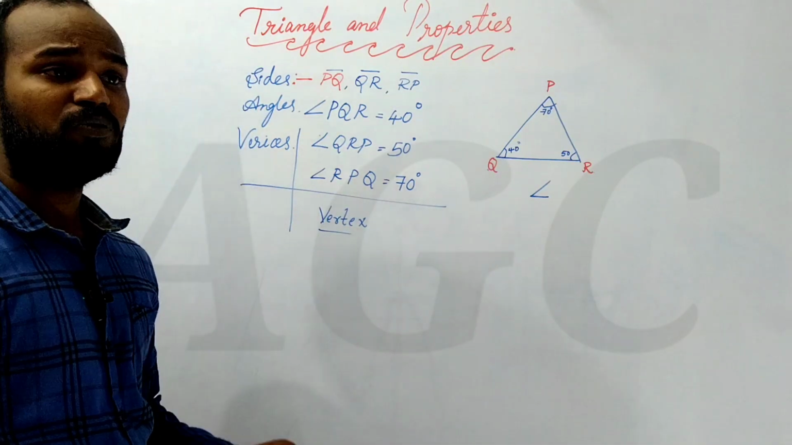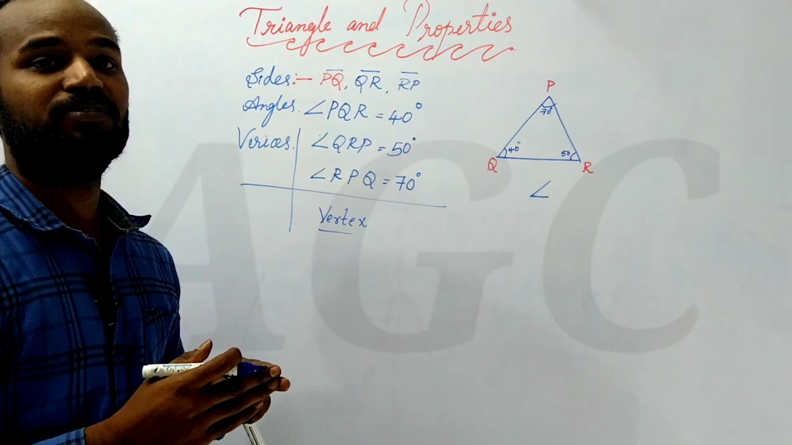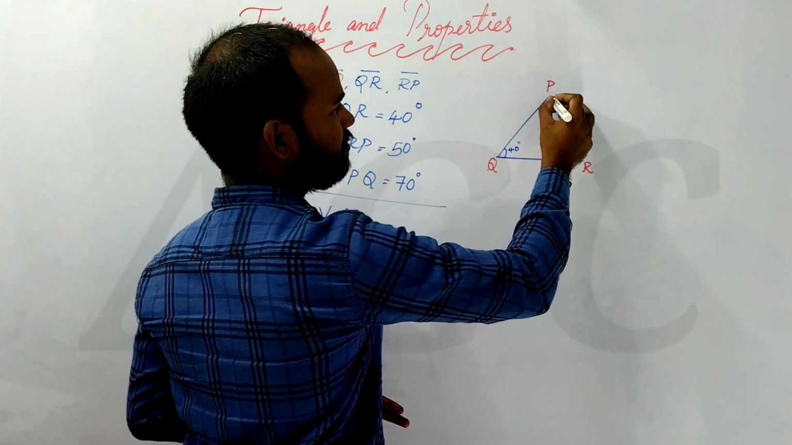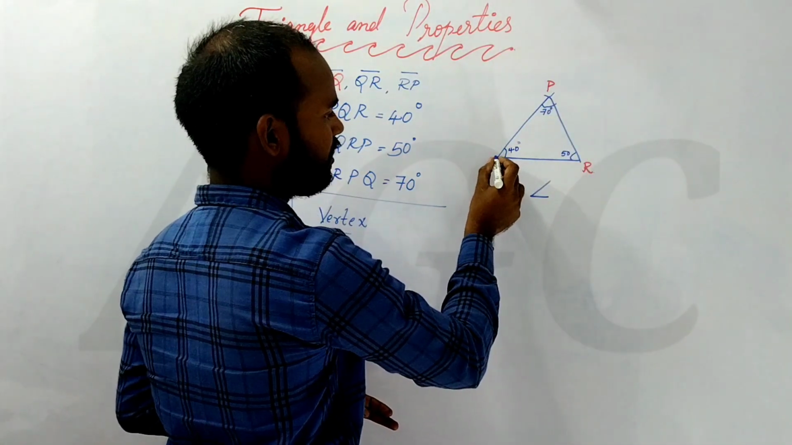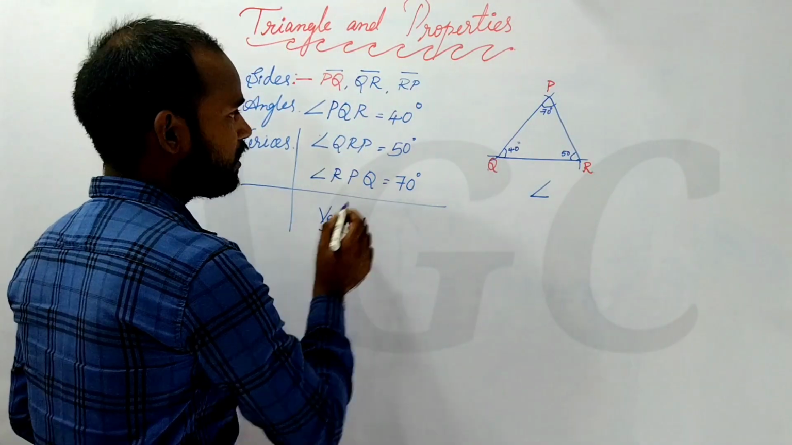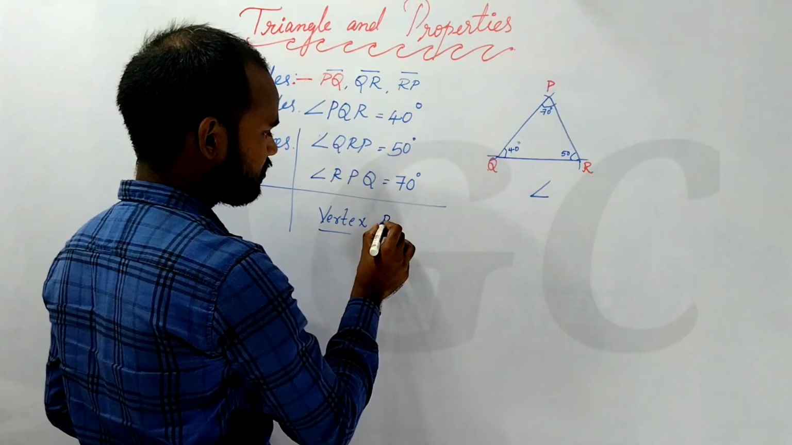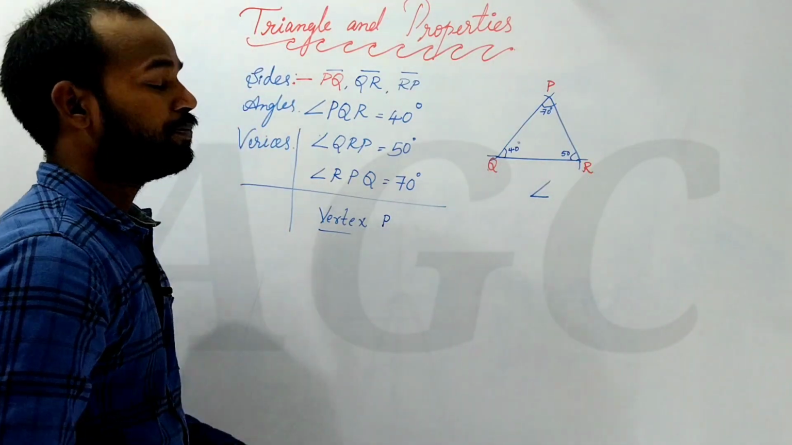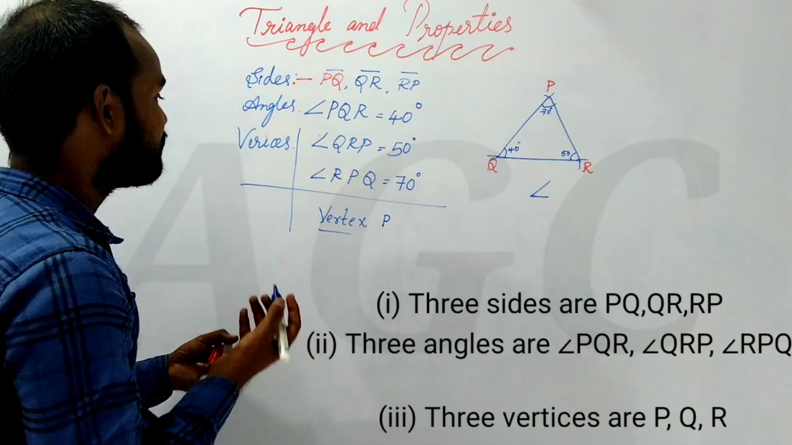So vertex is nothing but where two segments are joining, where two segments are intersecting. So this is one segment. Here two segments are intersecting, here two segments are intersecting. So vertex is here. P is a vertex. Q is a vertex. R is a vertex. If more than one, we will call it vertices.